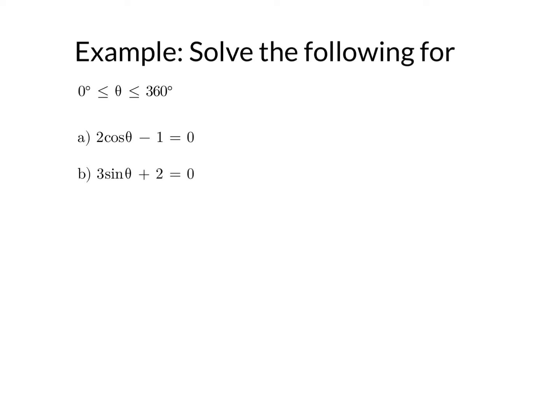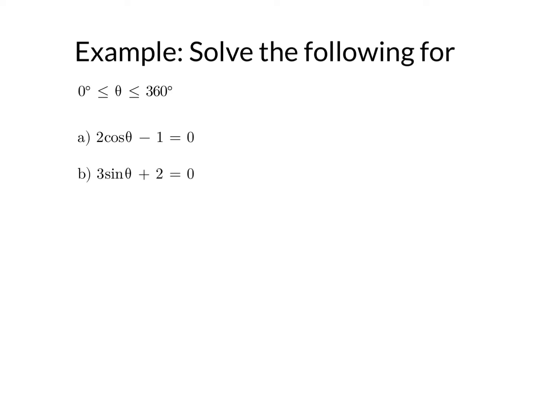So here are our two examples. We're going to solve for theta between 0 degrees and 360 degrees, so that's the All Stations to Crookwell. We're going to solve 2 cos theta minus 1 equals 0 and 3 sine theta plus 2 equals 0. We're going to go to the nearest degree.